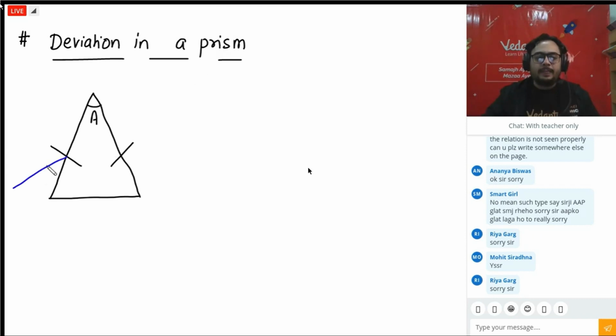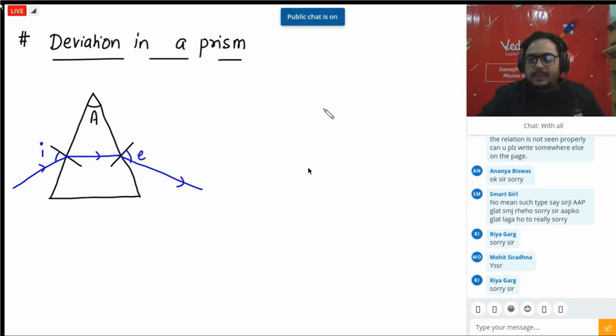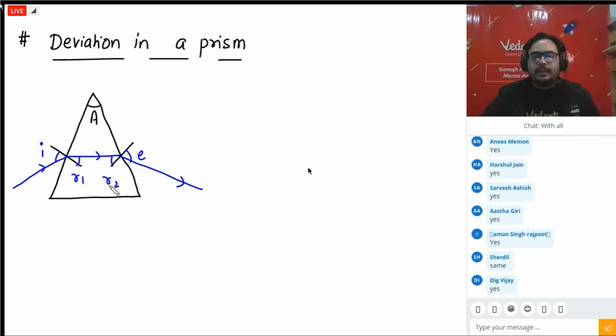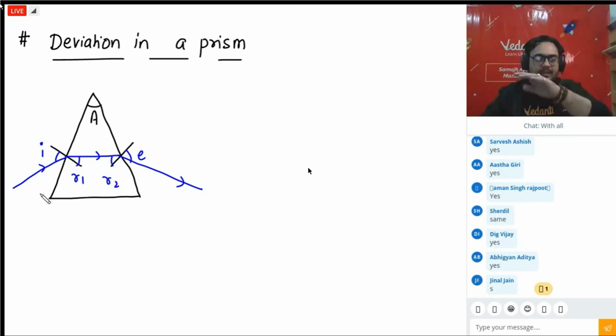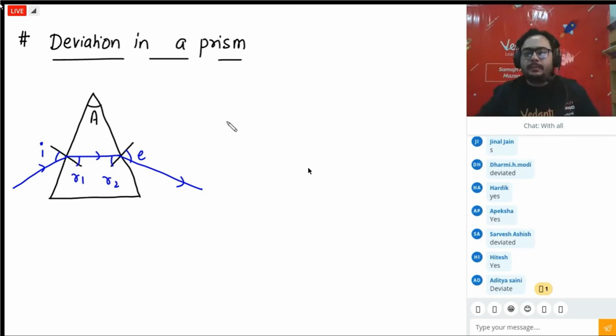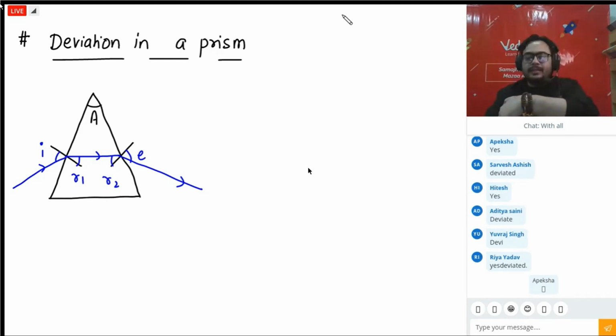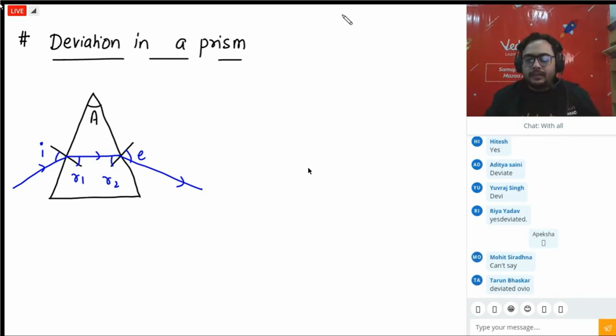Suppose our ray is coming like this. It is incident here and then it emerges out like this. Is the path of ray deviated? Please say yes or no. Is the path of ray deviated or is it same? Who is saying same? Sherdil, how can you say same? It was going like this and now it is going like this. So it is deviated. Obviously it is deviated. How?